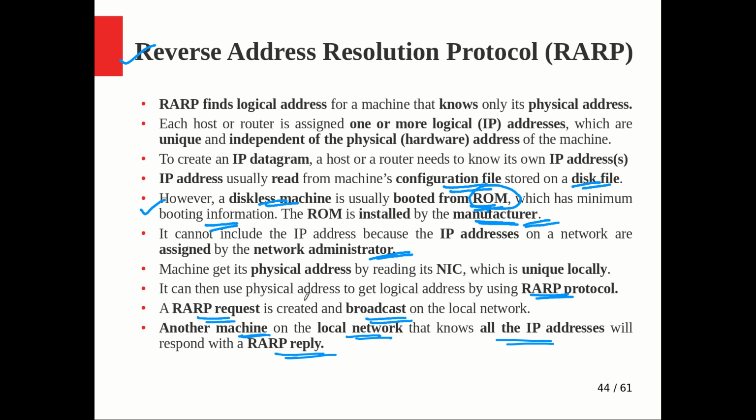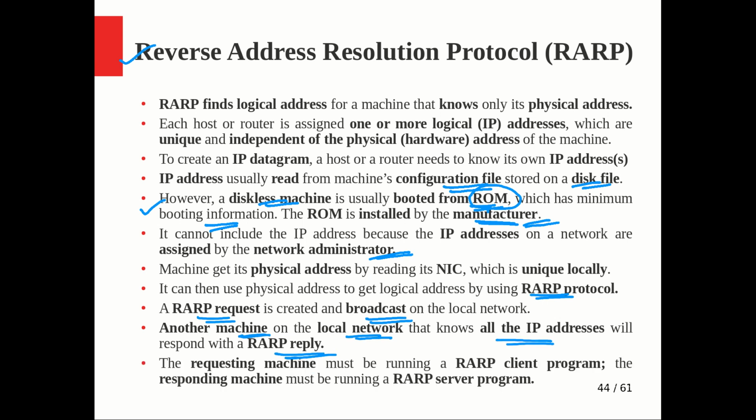But if they don't know, no need to worry. Simply broadcast. It will correctly reach. Others will ignore, and only that reverse ARP server will take it, and it can reply back by a unicast message, because in that request message the sender's address and everything is available, right?